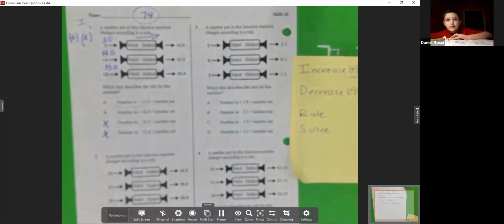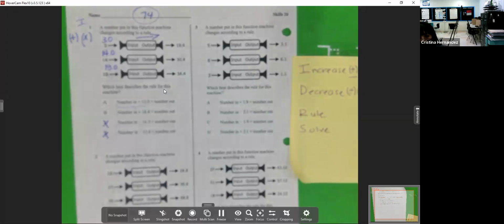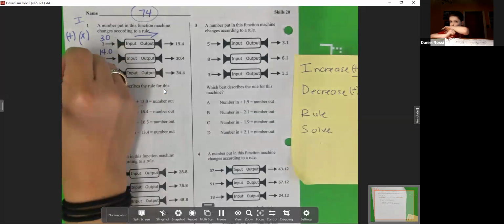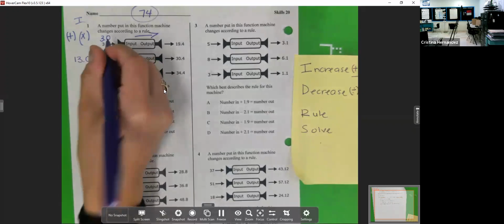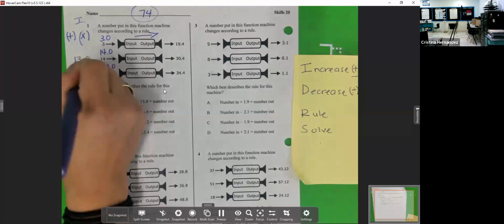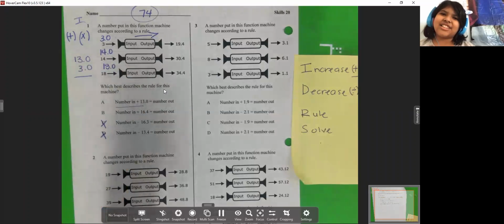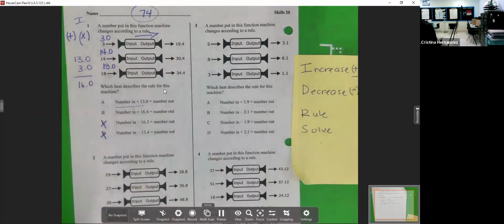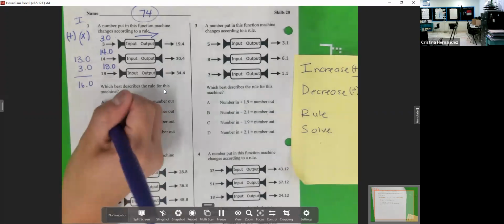Hold on. 13 to 3. So remember, we have to line these up. That's why I put my 0 there, plus 3 equals 16. Is that what we got on that side? No, we got 19.4. Writer B.